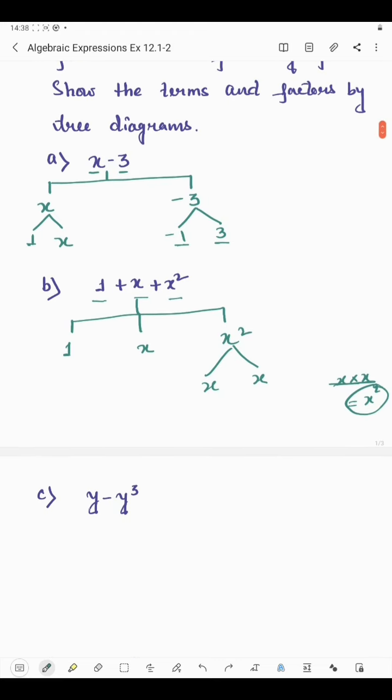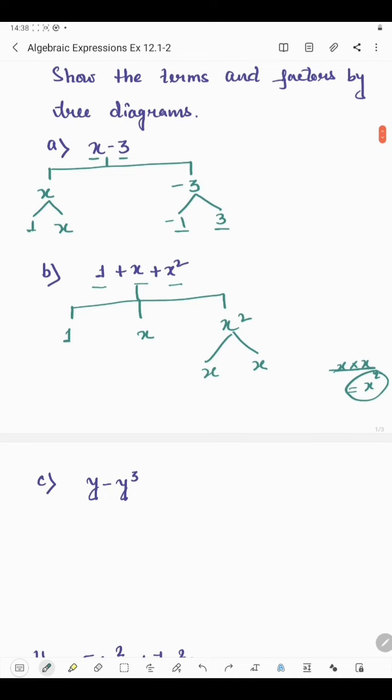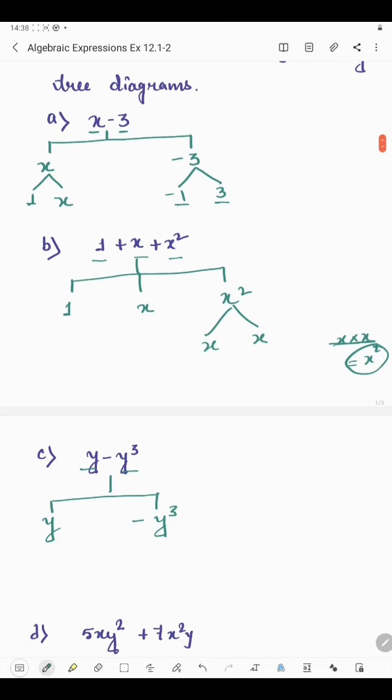Okay, now coming to C part. The C part we have y minus y cube. So here how many terms are present? 1, 2. So here is y and minus y cube. These are the two terms, right? Now here the factors of y is y only, because if you multiply 1 to y we get y. Y multiplied by 1 is y, but we never write 1 because we know that 1 is present in every variable. So the factors of y is y itself.